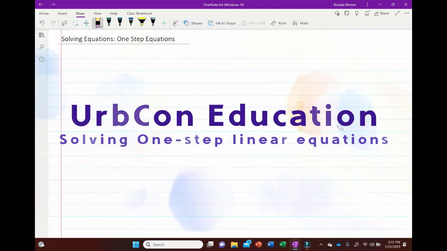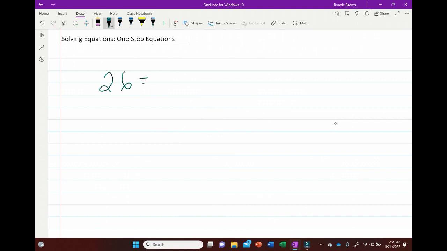Today we're going to look at solving linear equations, specifically one-step equations. So we start out with an example that looks something like this: 26 equals 8 plus, let's say, x.